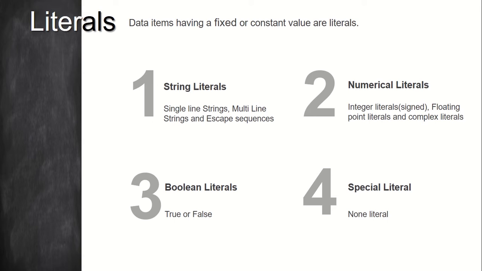Coming down to Boolean literals, we can store true or false. So they are internally treated as integers only. The fourth type of literal is the special literal, and it is only available in Python, which is None. Okay, now if we don't want to give any value to a variable, we can just assign None. None means empty, null.